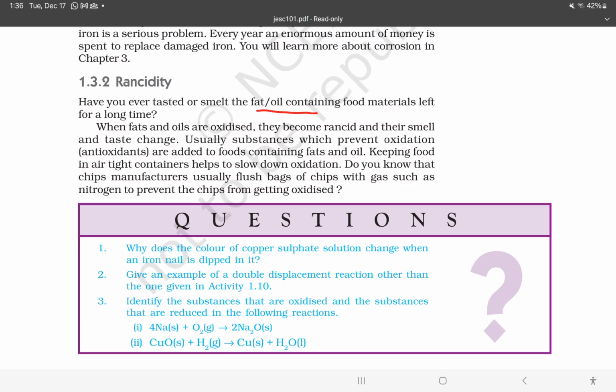Even when packing chips, you will see air is filled in those packets. Actually, nitrogen gas is used in storing these chips. Why are we doing that? For the freshness of the food that we are storing in that packet.